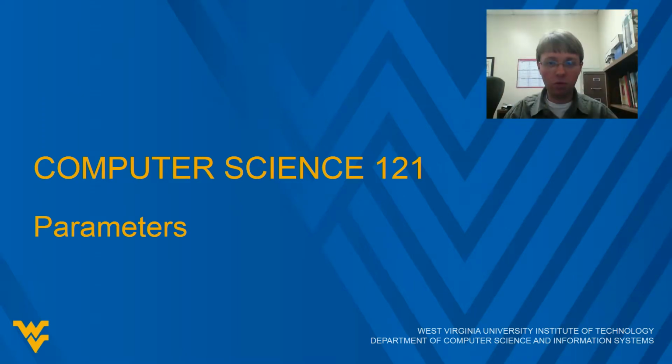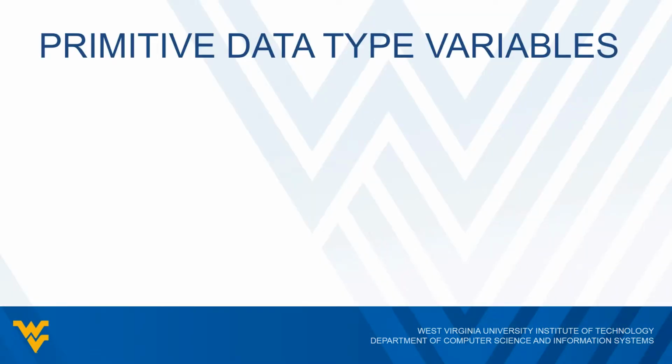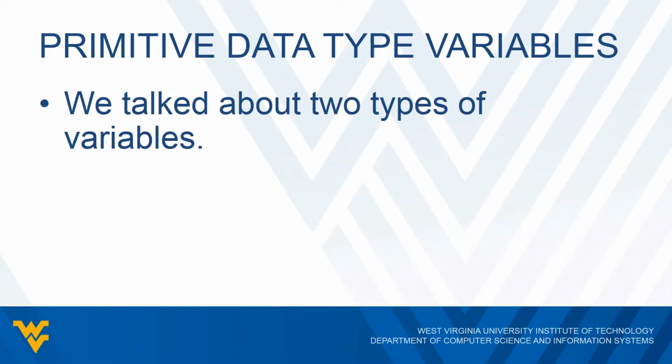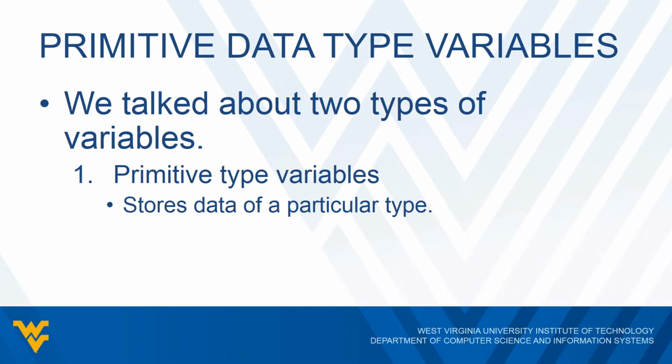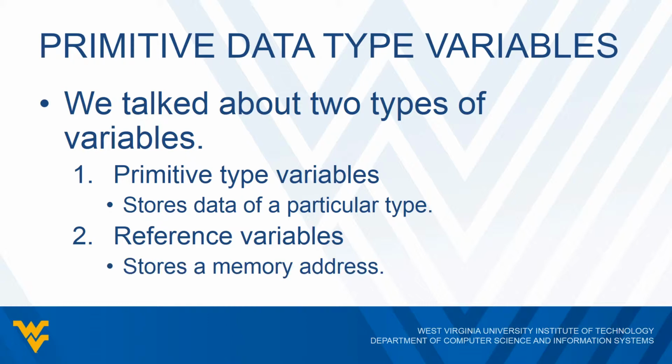In this lecture, we'll look at how parameters are used in methods. Recall that there are two types of variables that we previously discussed. We have primitive type variables, so these are variables that store data of a particular type, and we have reference variables, and these are variables that store a memory address.